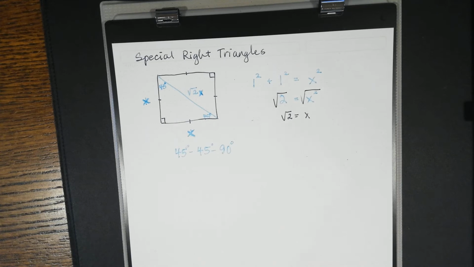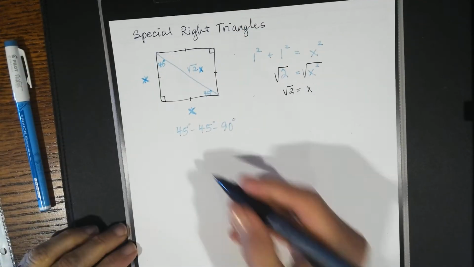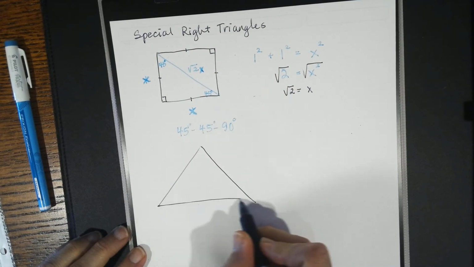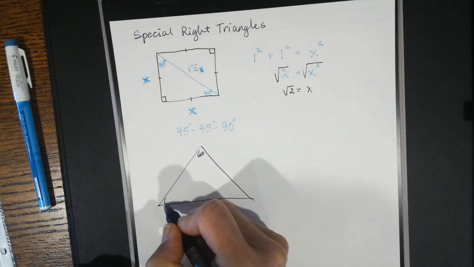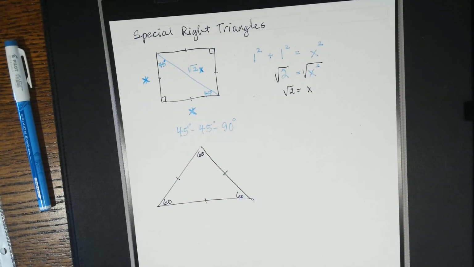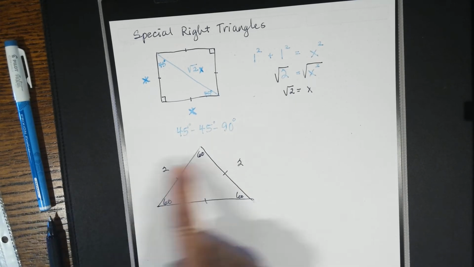Now, if you have an equilateral triangle, close enough there. Okay, right? So this is 60, 60, 60. These sides are all the same. We've done these before. We know what they look like. That's an equilateral triangle. I'm going to say that I have sides of 2. Okay, so it's 2, 2, 2.